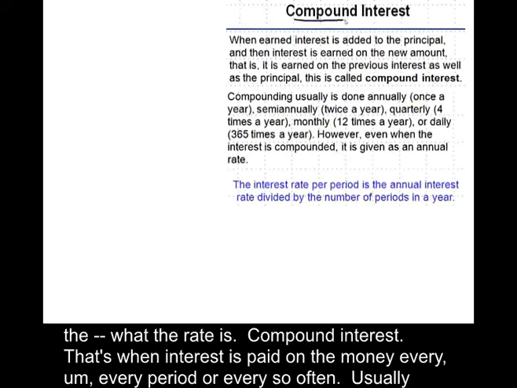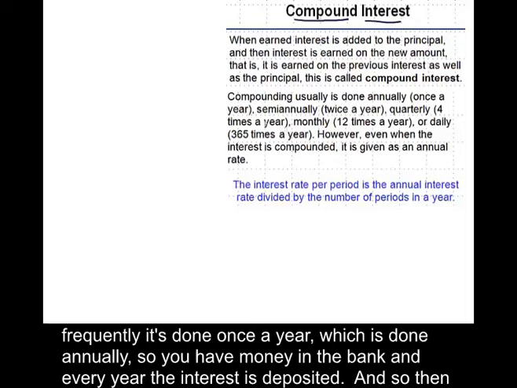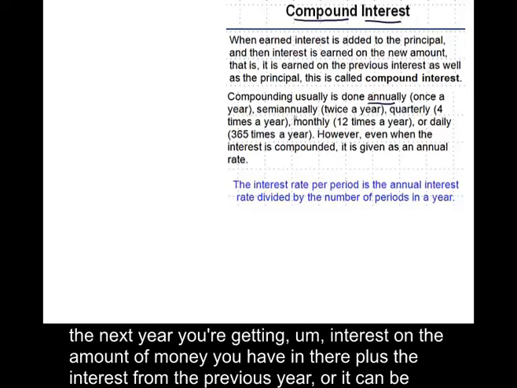Compound interest. That's when interest is paid on the money every period or every so often. Frequently it's done once a year, which is annually. So you have money in the bank, and every year the interest is deposited, and then the next year you're getting interest on the amount of money you have in there plus the interest from the previous year.